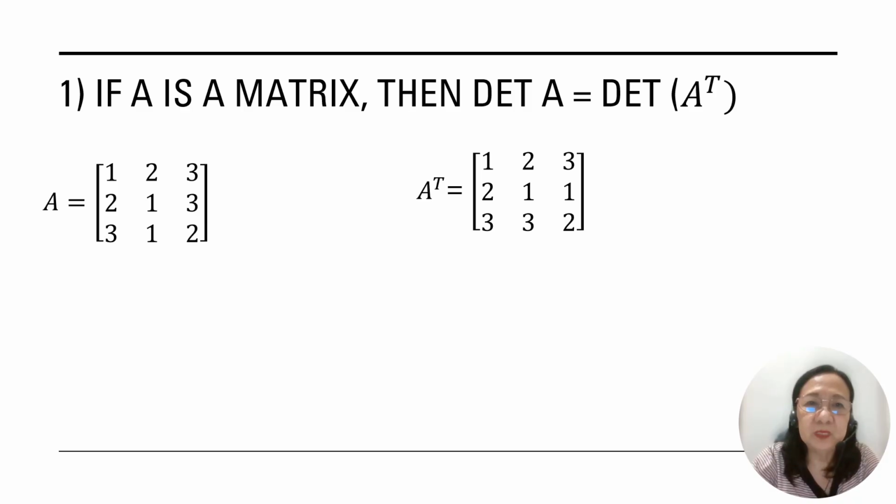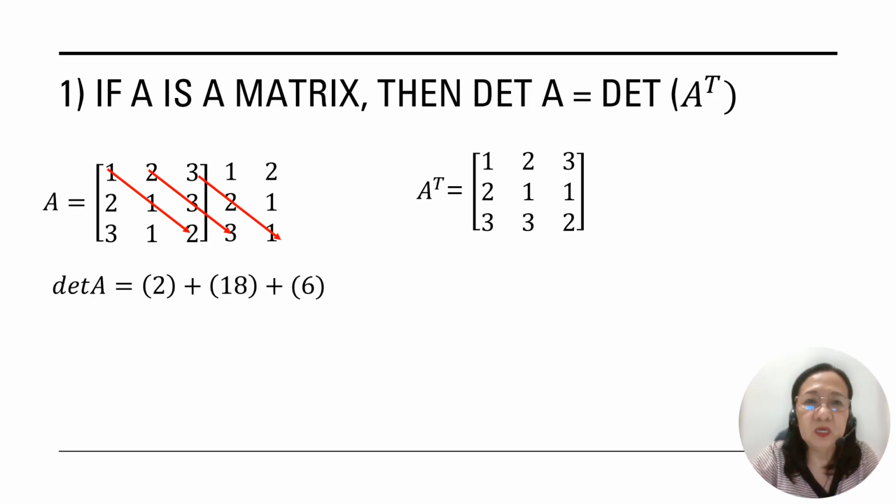So let us prove it by getting the value of its determinant. Let us start with our matrix A. Let us copy the first two columns. So we have here 1, 2, 3, and 2, 1, 1 is copied. Then using the pattern, we multiply 1 times 1 times 2, so we arrive at 2. Then 2 times 3 is 6 times 3, that is 18. Then 3 times 2 is 6, and times 1, we have 6.